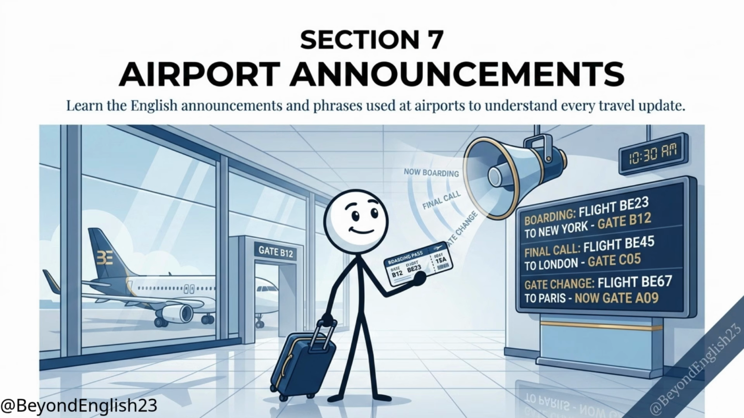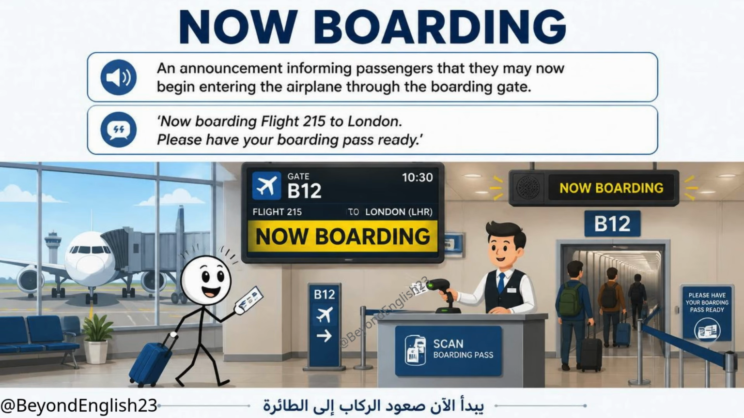Section 7. Airport announcements. 1. Now boarding. This announcement tells passengers that they can begin entering the airplane through the boarding gate. Passengers should have their boarding passes ready and follow the airline staff's instructions. Example, now boarding Flight 215 to London. Please have your boarding pass ready.